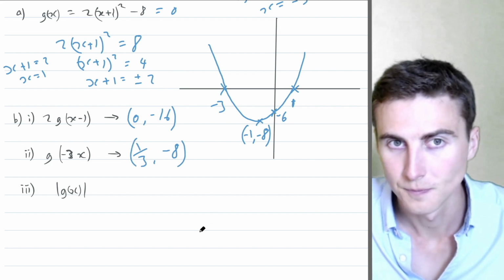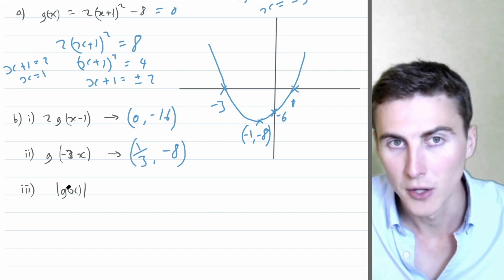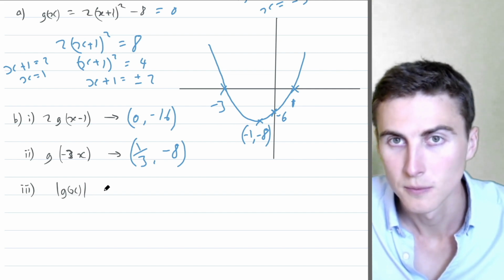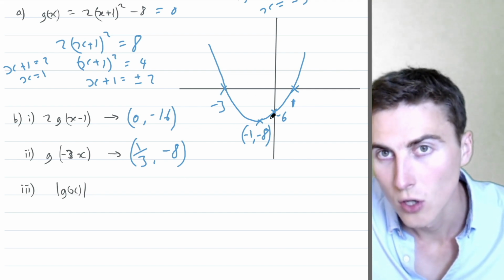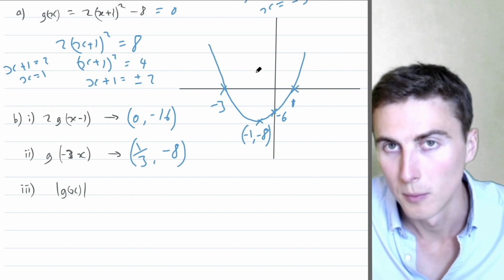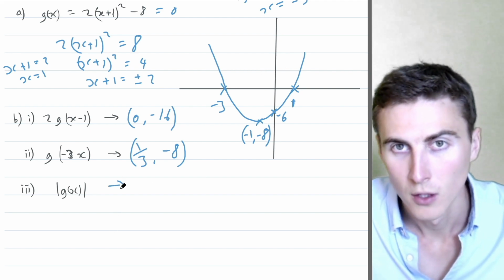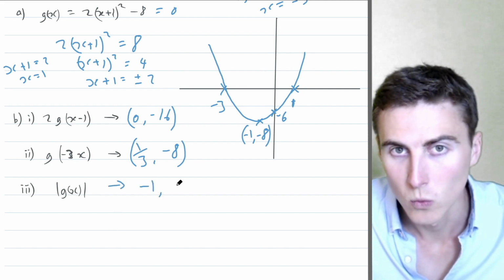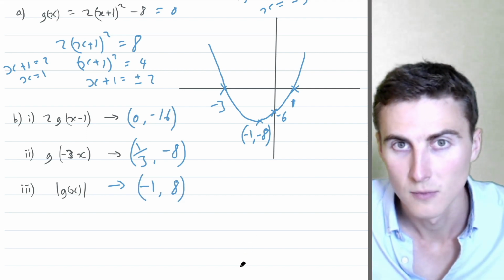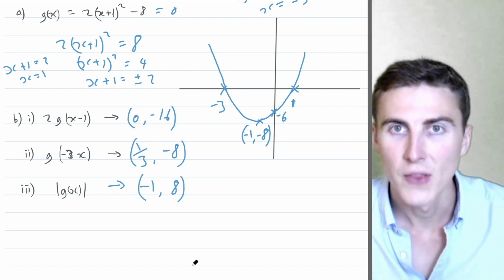And that's it. And then lastly, part 3, where we have the modulus of g, the g function. That's going to shift this whole negative bit below the x-axis, going to jump up to here. So this will just become positive. So it'll still be minus 1, but it'll now be positive 8 rather than negative 8. And that's it. That's that question done.